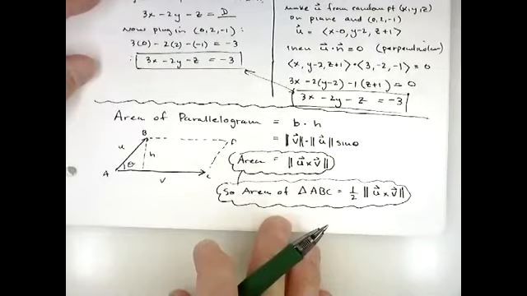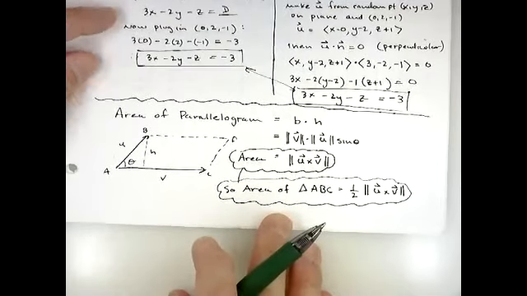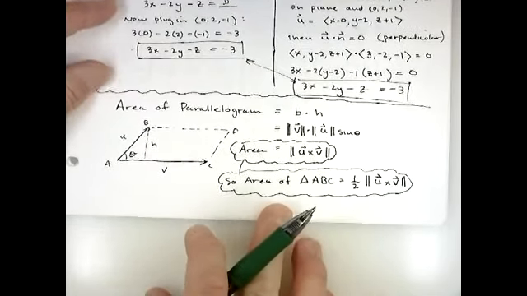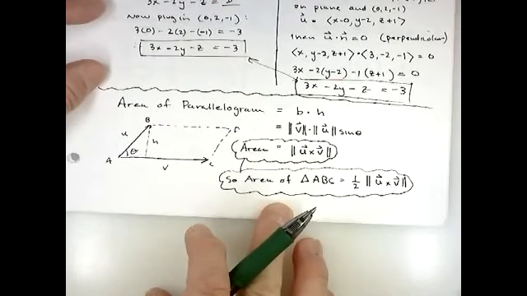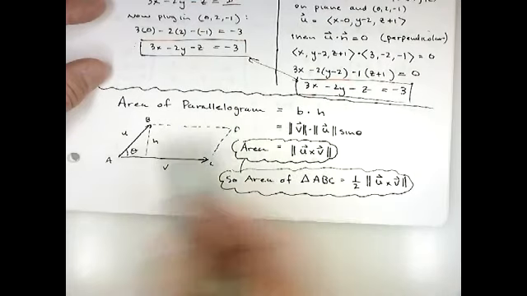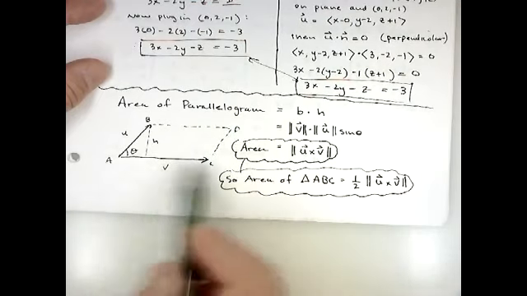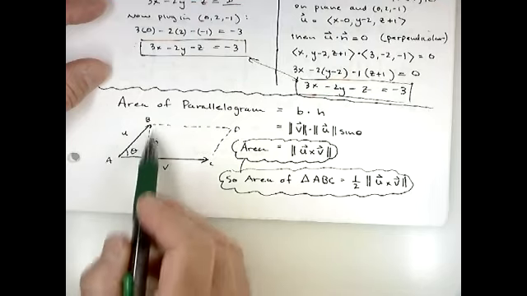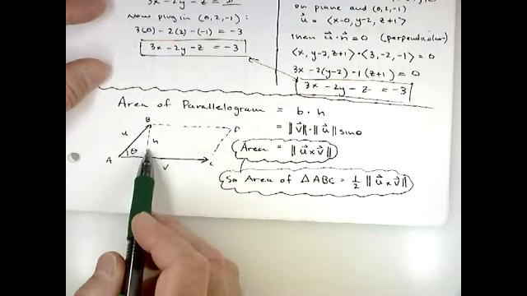Another feature about the cross product is it can actually be used to give you the area of a parallelogram. Recall, the area of a parallelogram is just the base, this length, times the vertical height of your parallelogram.